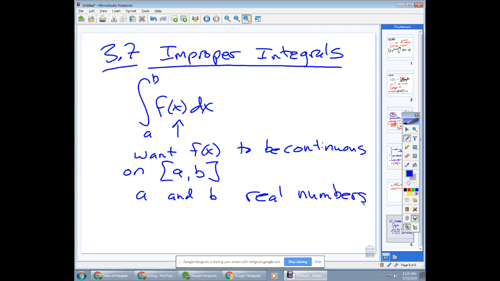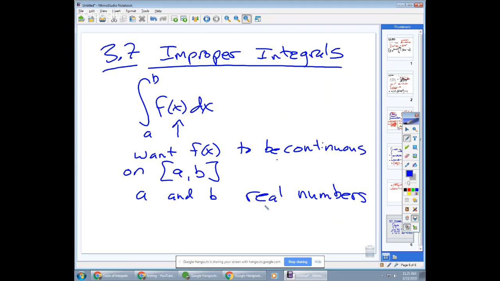So these are the assumptions that we've been working on since we started this course. An integral is improper if it breaks one of those rules. What are the two rules? Well, it's got to be continuous, and a and b are real numbers. As long as we don't break those rules, it's proper. If we break those rules, it's improper.